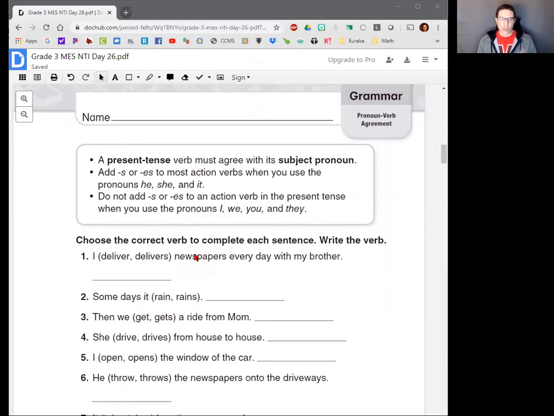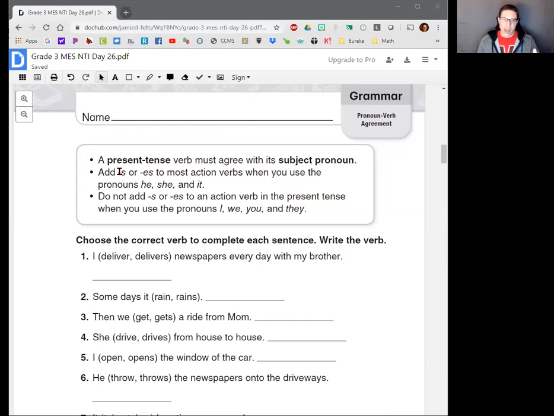Grammar goes back to present tense verbs. A few reminders up here at the top. A present tense verb must agree with the subject pronoun. So we're working with pronouns just a little bit here. He, she, it, we, they, you, things like that. And it's got to agree with that present tense verb.